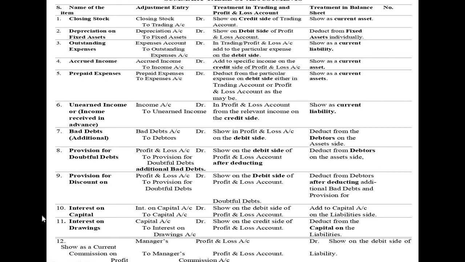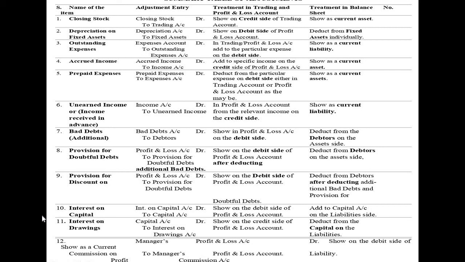The next one is provision for discount on debtors. The provision for discount on debtors is calculated at a certain percentage on good debtors. The entry is profit and loss account to provision for discount on debtors account. The provision for discount on debtors is shown as a deduction from good debtors on the asset side of the balance sheet and is debited to profit and loss account.